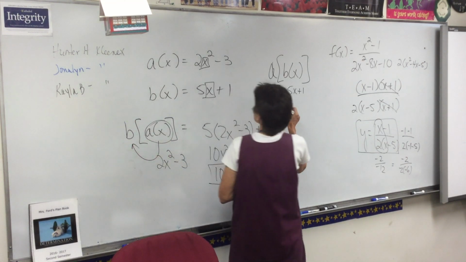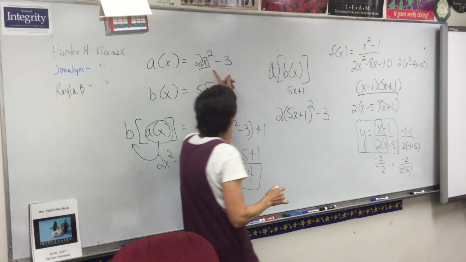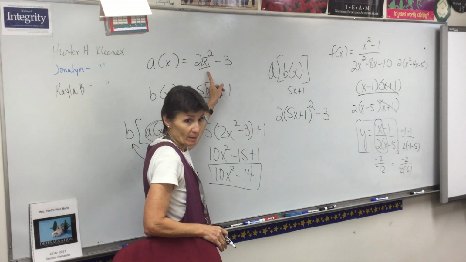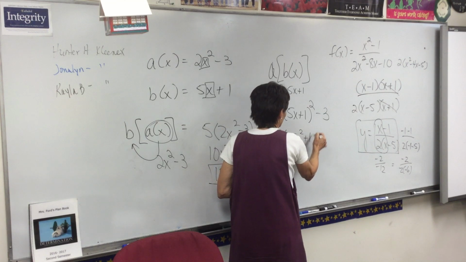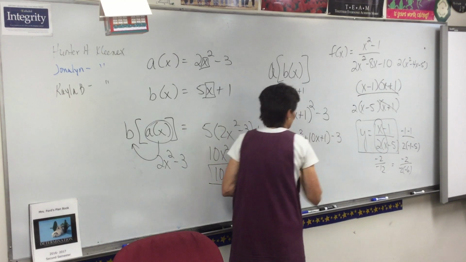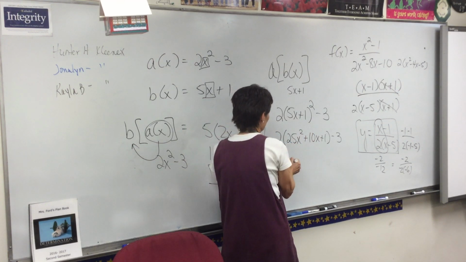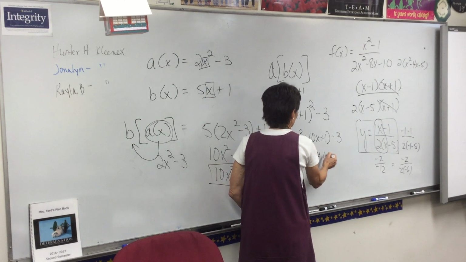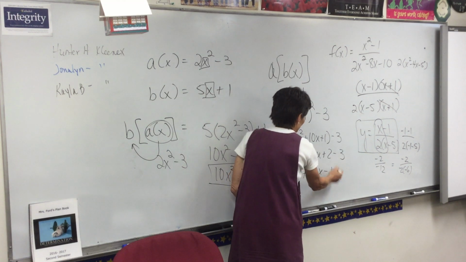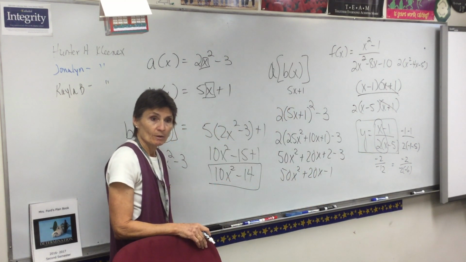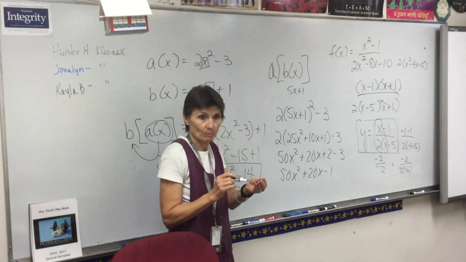That's right. So that would be 2 times 5x plus 1 squared minus 3. Okay? And then you would FOIL this out. This is a FOIL. FOIL that out. 5x plus 1, 5x plus 1. Then distribute. And then collect like terms. That is your answer. Okay? So the inside one gets plugged in for the x and the outside one.